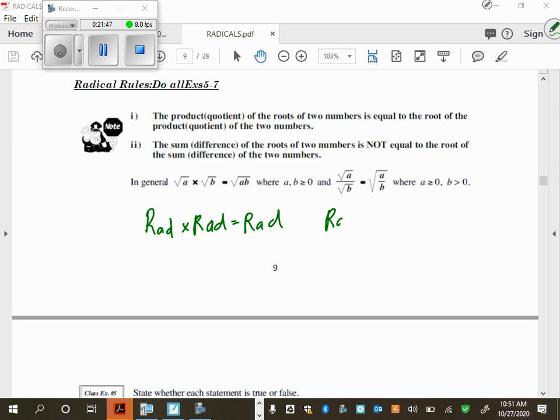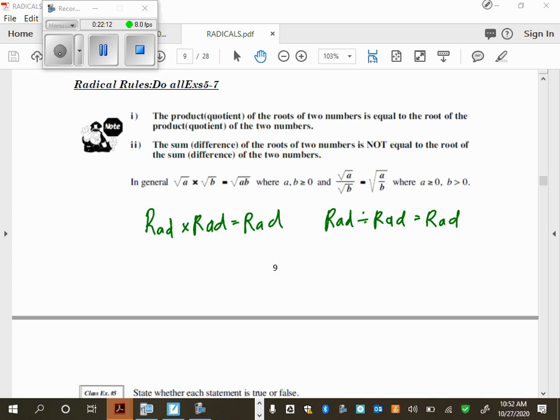Similarly, radical divided by a radical equals a radical as well. So radical 42 divided by radical 6 equals radical 7. You can do that with radicals. However, you can't add and subtract them. Radical 2 plus radical 3 does not equal radical 5.